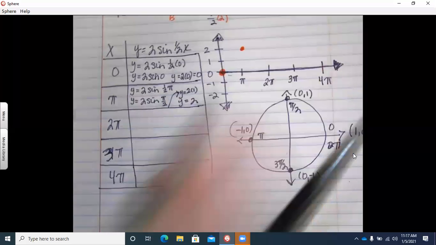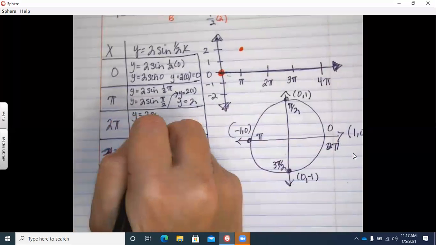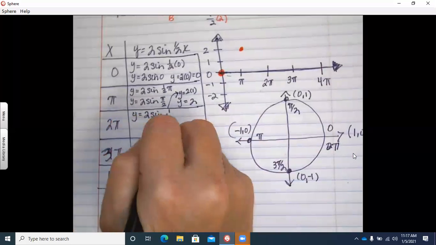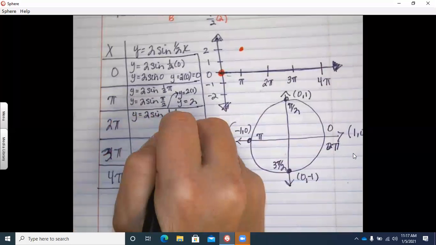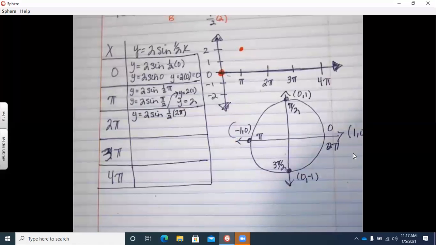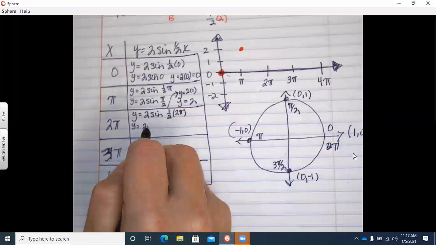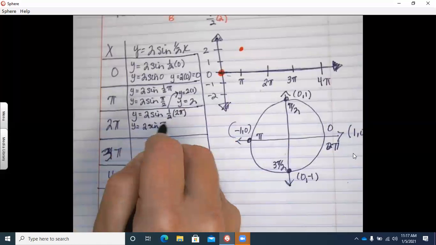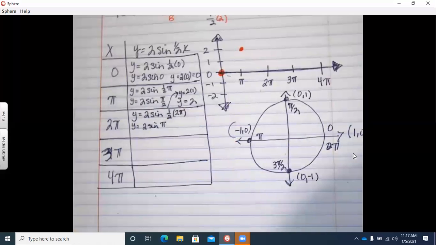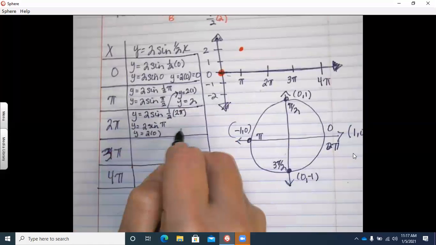And then at 2 pi, we have y equals 2 times the sine of 1/2 times 2 pi. Well, what is 1/2 times 2 pi? Just pi, right? Because the 2's will reduce. So that leaves us with y equals 2 times the sine of pi. Sine of pi is 0. So y equals 2 times 0. Y equals 0.